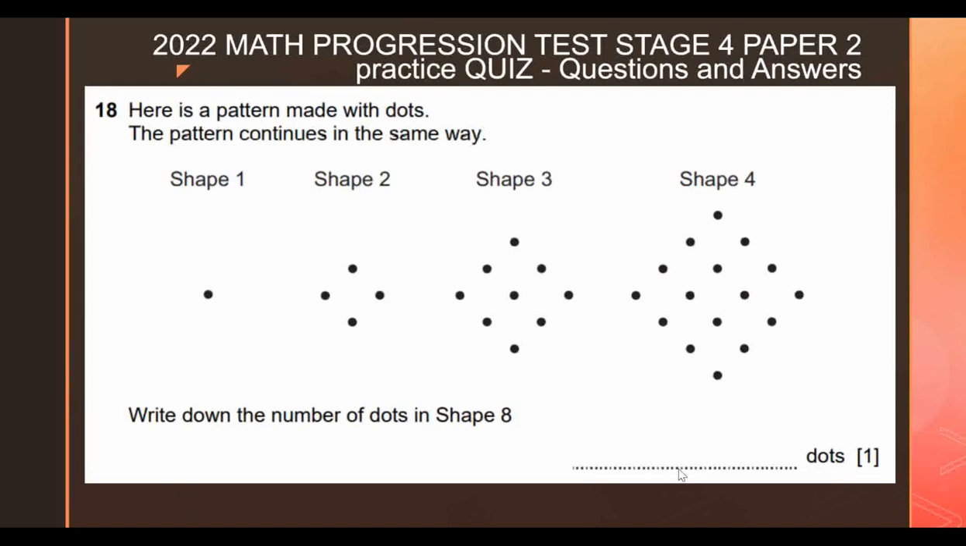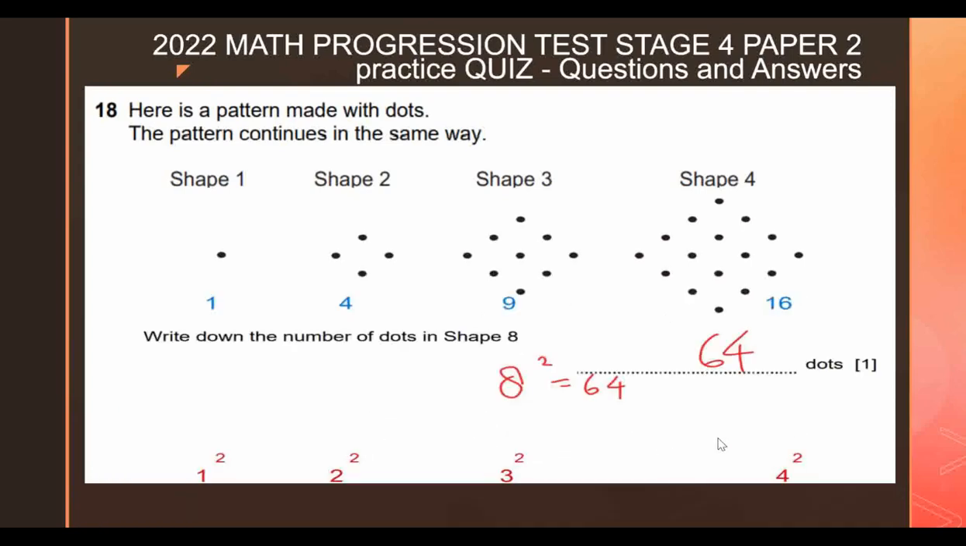So what do you think is the answer? For shape 1 it is 1, shape 2 is 4, shape 3 is 9, shape 4 is 4 times 4, which is 16. It means shape 8 is 8 times 8, so 8 squared is 64. So this is the explanation: shape 1 is 1 squared, shape 2 is 2 squared, shape 3 is 3 squared, shape 4 is 4 squared. So shape 8 is 8 squared.